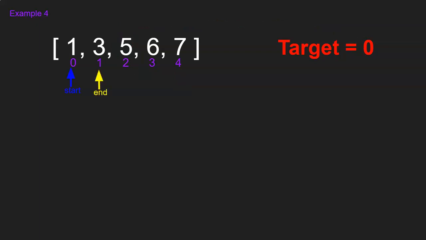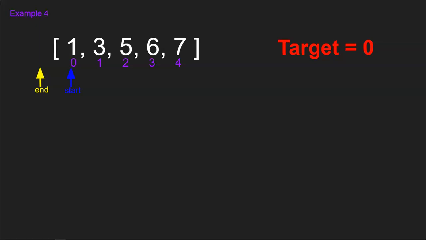Hence we need to update the end pointer. Now again perform the binary search, calculate the mid pointer, which is pointing to index 0, and the mid element, which is 1, is clearly greater than the 0, our target element. Hence we need to update the end pointer. Because the start and end pointers have crossed each other, we can stop the binary search operation.